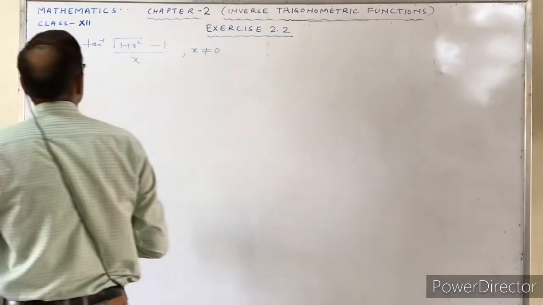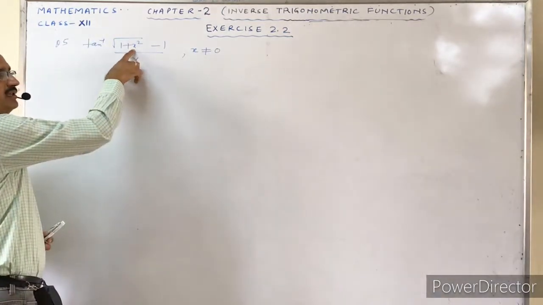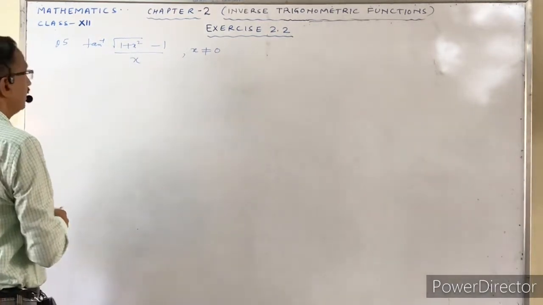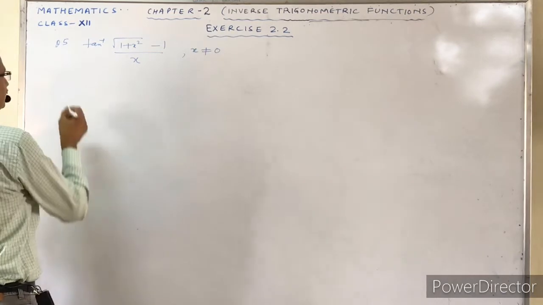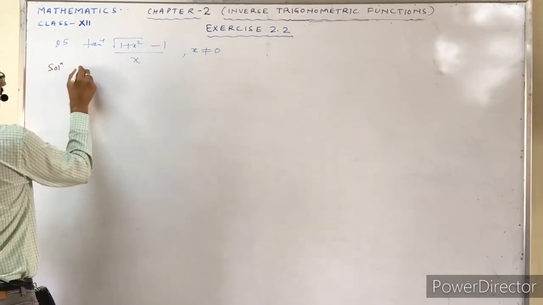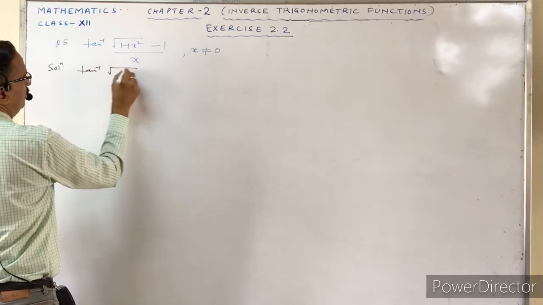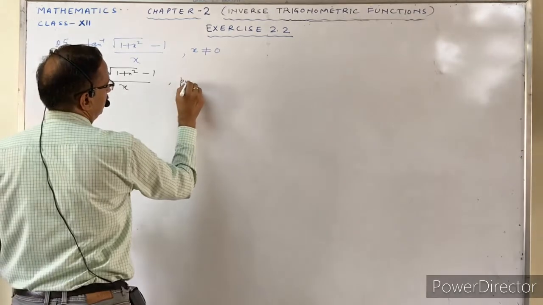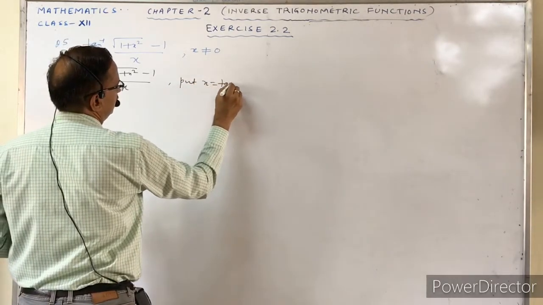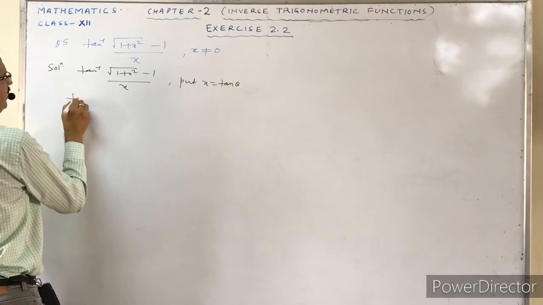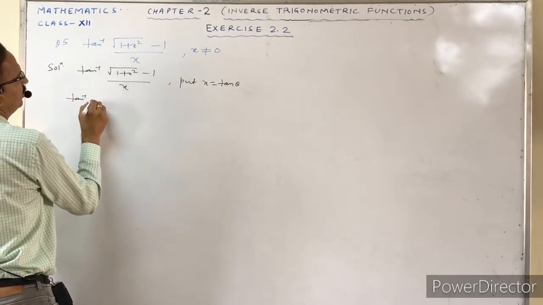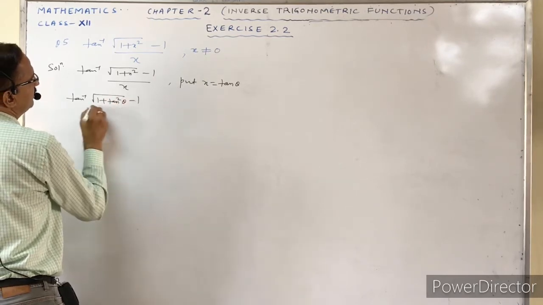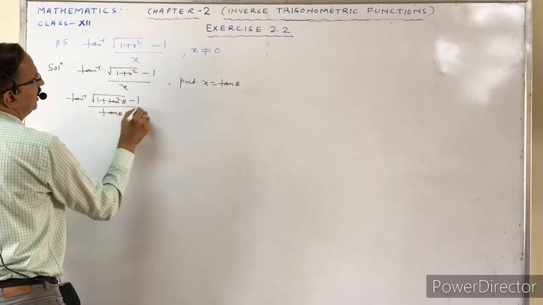So I am putting x equals tan theta. So we are substituting x equal to tan theta. The result is like this. This is tan inverse root 1 plus x square minus 1 upon x. So put x equals tan theta, and this result becomes tan inverse root 1 plus tan square theta minus 1 upon tan theta.